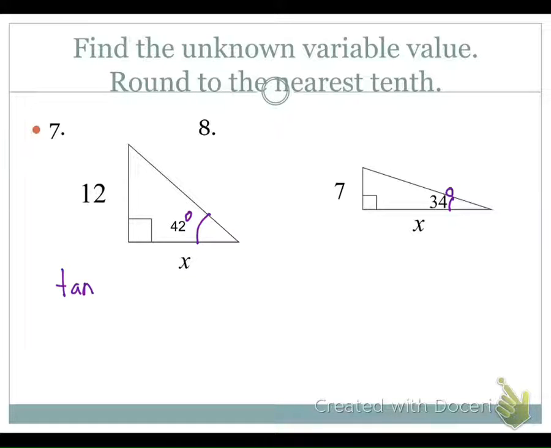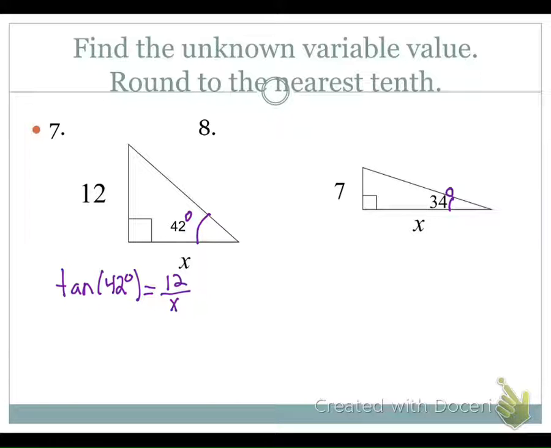So we have tan. What is my angle in this case? 42 degrees, right? So remember that theta is going to be a degree. And so in this case, we actually have the 42. So what side is opposite of the 42? 12. What side's adjacent? X. Now we want to solve for x.